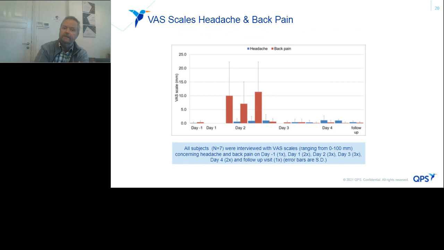Now, if you look at the VAS scales, we did on several occasions. You see over here, and you have to realize, of course, that the VAS scale goes from 0 to 100, and with standard error, we never got over 25, so it was experienced as very mild. And you can see that there was hardly any headache and a bit of back pain, which is actually quite normal at QPS, because we have hospital beds which have hard mattresses, and so it's normal to have discomfort from back pain.